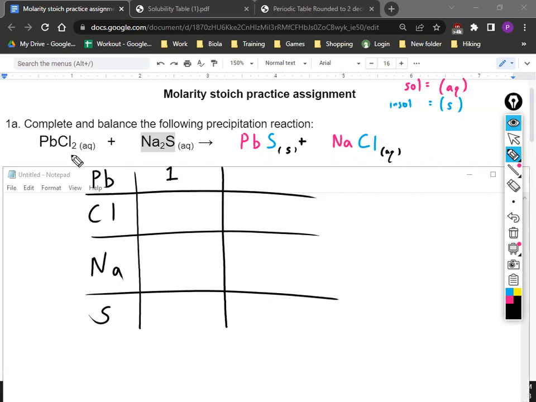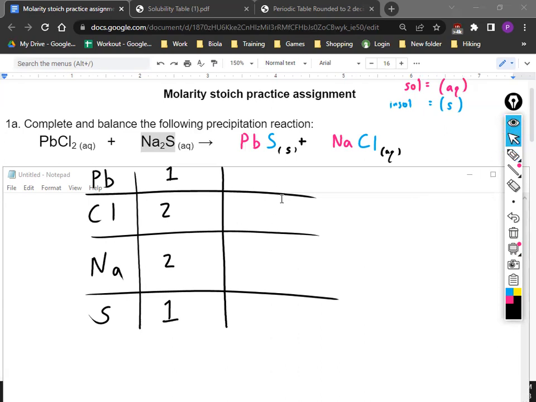Cl. How many Cl are on the left side of the arrow? 2, yeah. There's a 2 behind Cl, so that means you have 2 Cl. So we got 2. How many Na do you see on the left side? 2. Okay, and how many S? 1. Good.